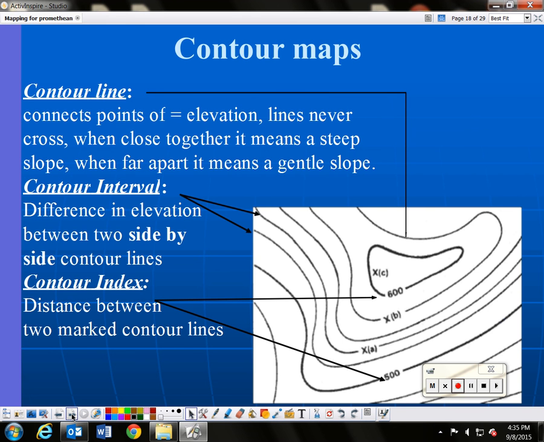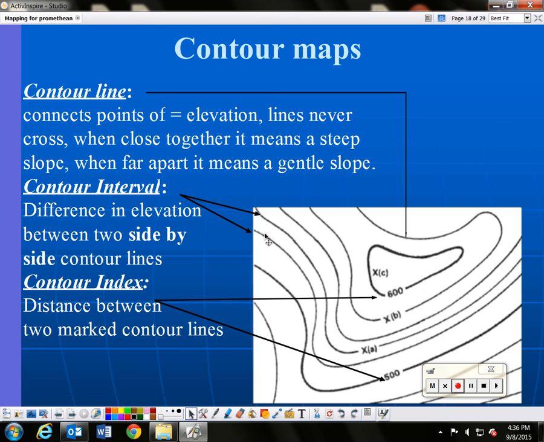Topographic maps have contour lines on them, or sometimes you'll just see a contour map. Okay. A contour line connects areas of equal elevation. The lines never cross. When they're close together, it means that there's a really steep slope, and when they're far apart, it means there's a gentle slope.